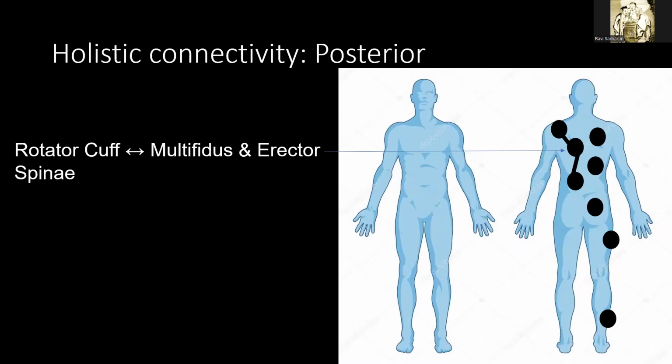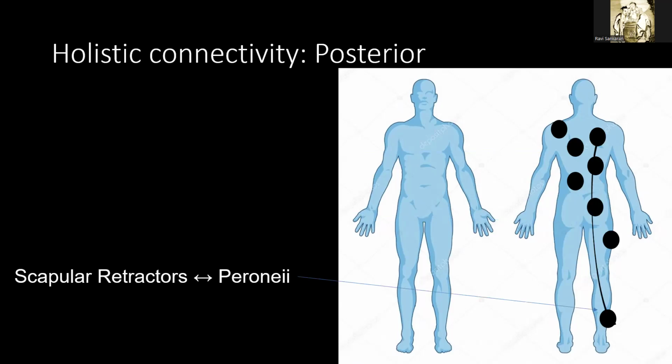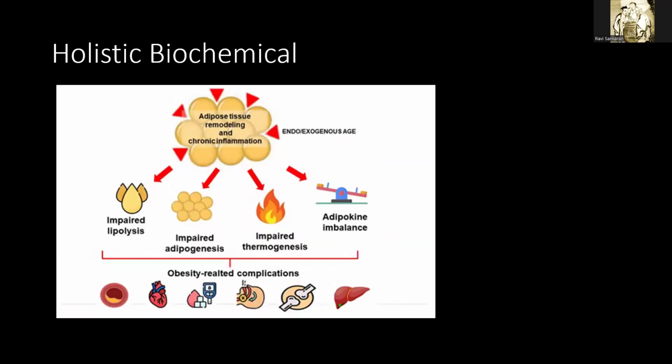We have rotator cuff linking to multifidus and erector spinae. We have lower trapezius and gluteus medius and TFL all linked together. We have scapular retractors and the peronei. When we see all these things, one wonders what's the value in learning all these connections. But it's for us to learn to put these things together so we can better treat a person.